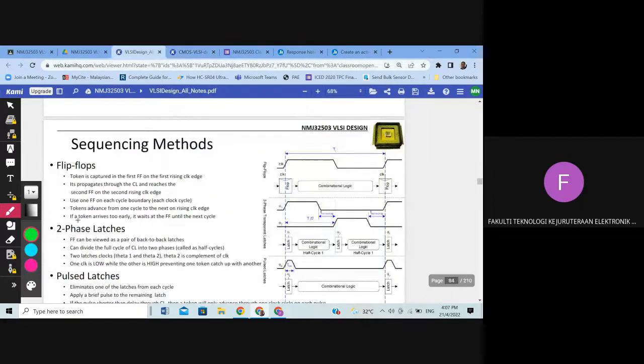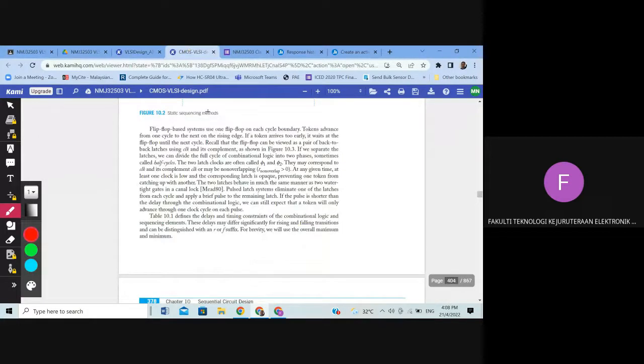I think inside the lecture note we also have a summary, the point form we extracted from the text. If the token advances from one cycle to the next rising edge of the clock, and a token arrives too early, it will wait at the flip-flop until the next cycle. So that's the process. For detail, you can refer to the textbook.